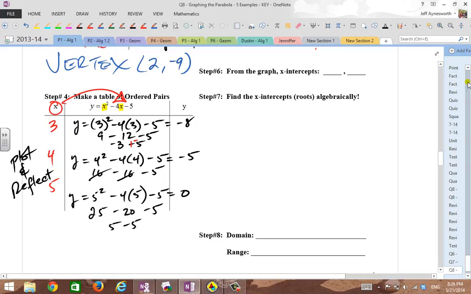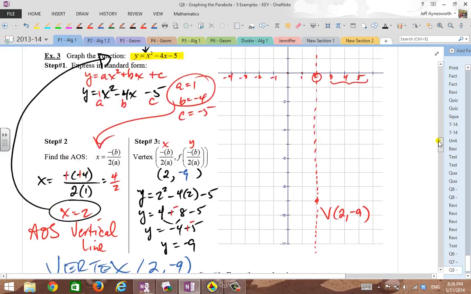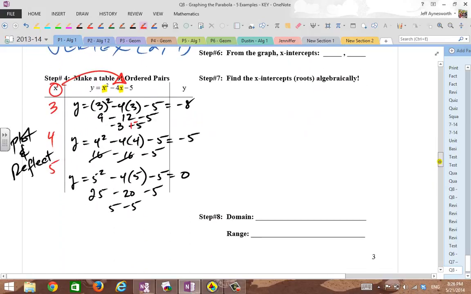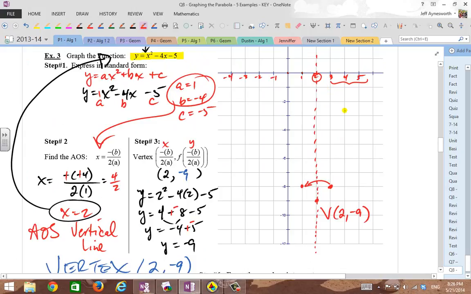Okay, so we're going to plot 3 comma negative 8 and then reflect that point. Okay, so here we go. Let's plot and reflect. We've got right 3 down 8. There we go right there. Reflect it. 1 unit across the axis. Next point, 4 comma negative 5. Right 4 down 5. There it is. Reflect it. It's 2 units away right here. So reflect it across 2 units away. Again, this is 2 units, and this is 2 units, right? So reflect each point.